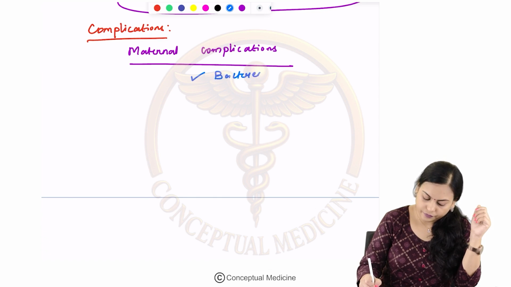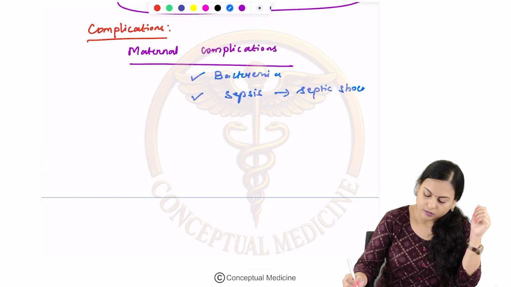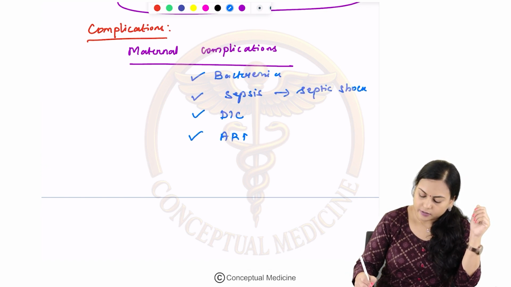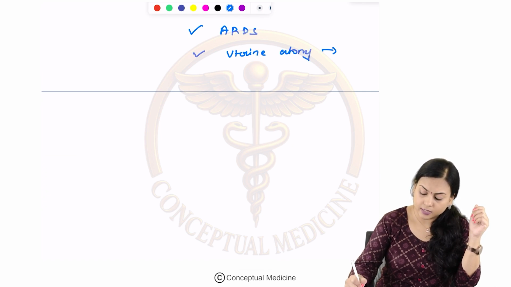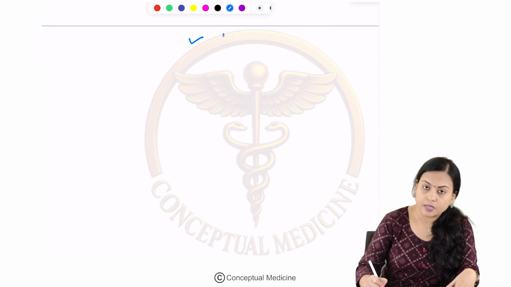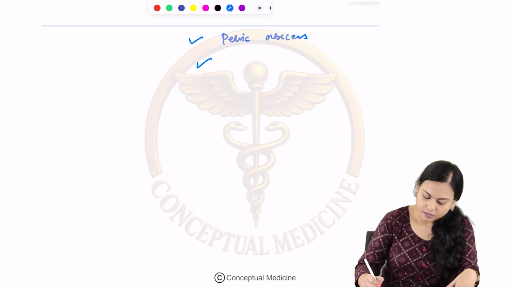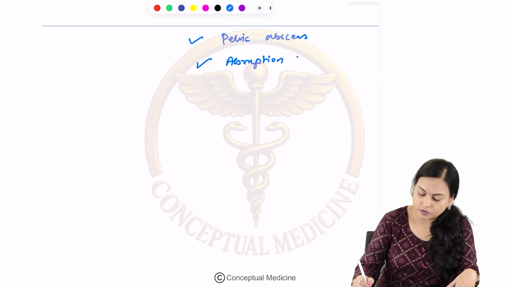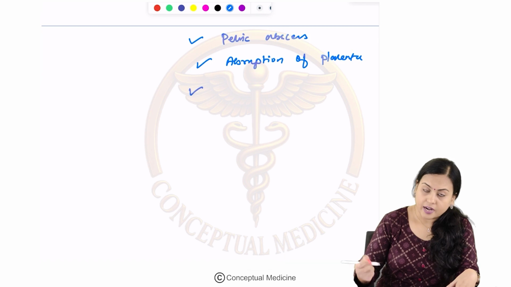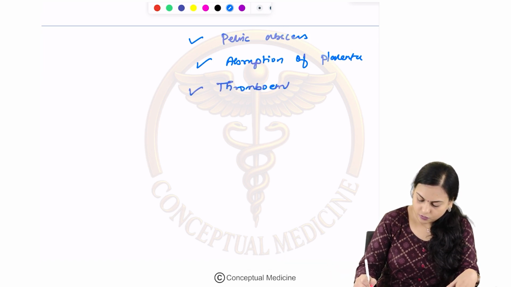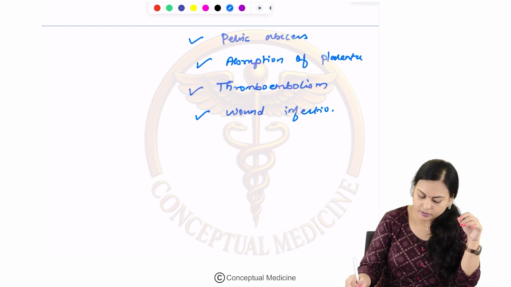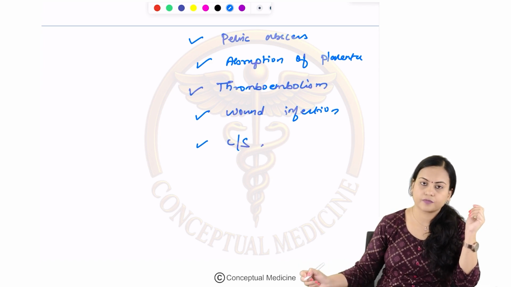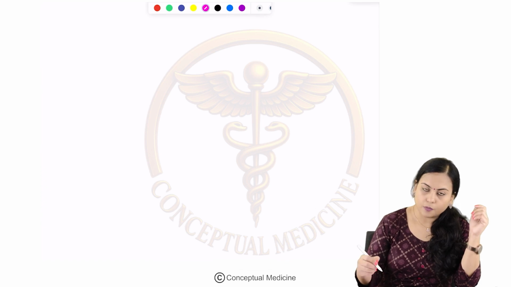There can be bacteremia, and that can lead to sepsis, septic shock. There can be DIC, adult respiratory distress syndrome, and during labor there can be uterine atony that can result in postpartum hemorrhage. There can be pelvic abscess. Then there are chances of abruption of placenta, and also there are risk of thromboembolism, and in these cases if there is any wound infection can also occur, and there can be a need of cesarean section.